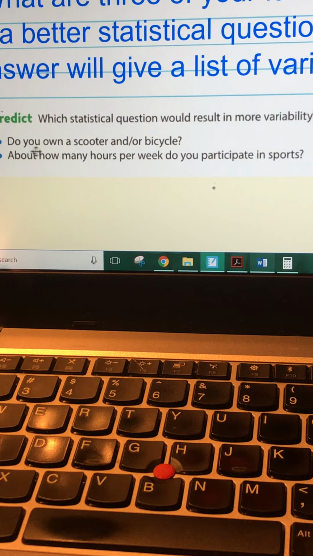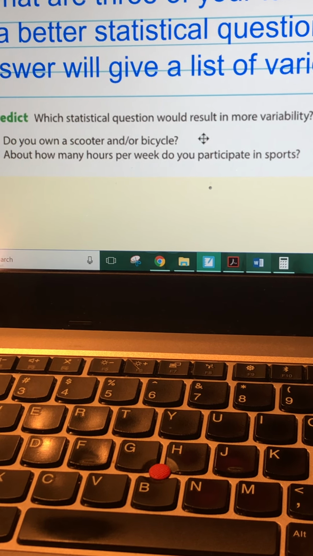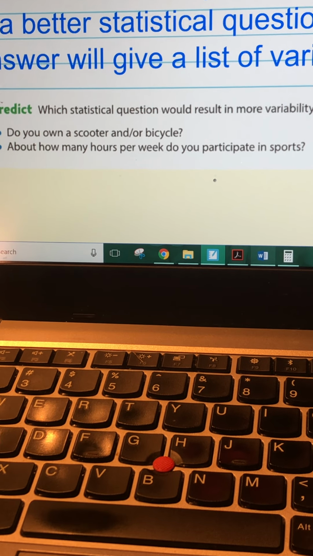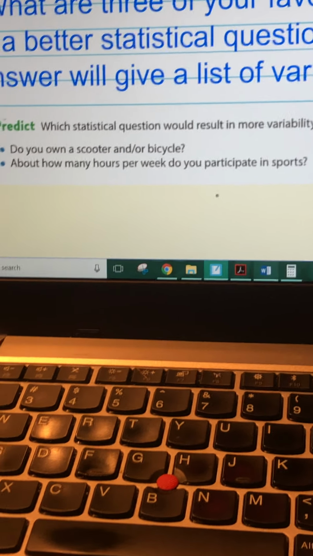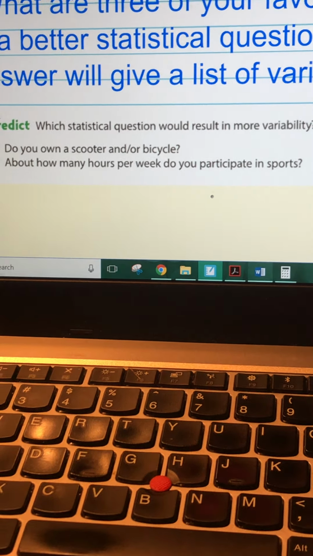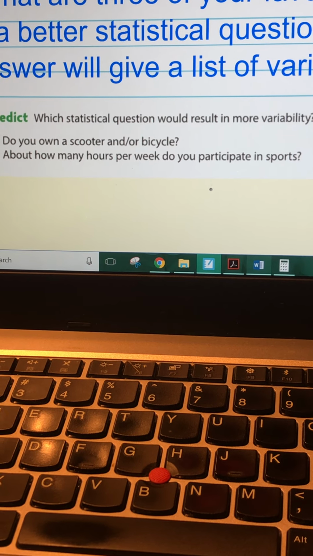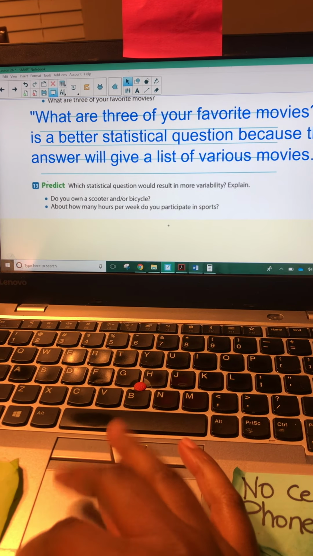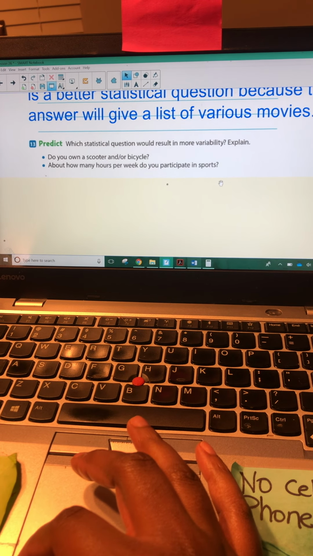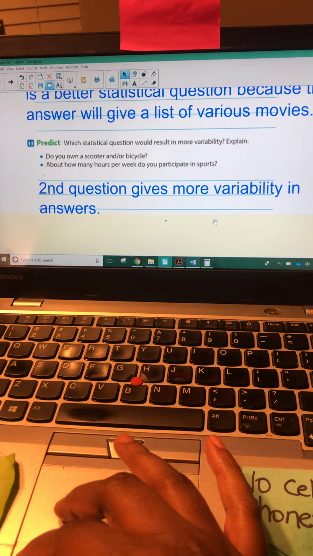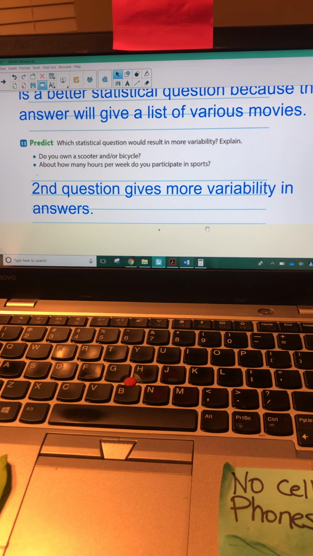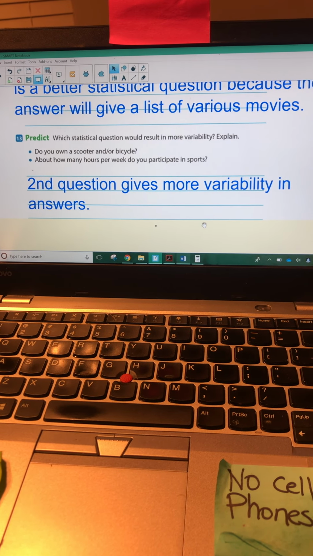The first one says, do you own a scooter and or bicycle? The second one says, about how many hours per week do you participate in sports, okay? So which one do you think is going to give you more variability or more answers? Aha, that is correct, okay? If you guys said that the second question will give you more variability, you are absolutely correct, okay? The second question gives you more variability in your answers, okay? That is absolutely correct, okay?